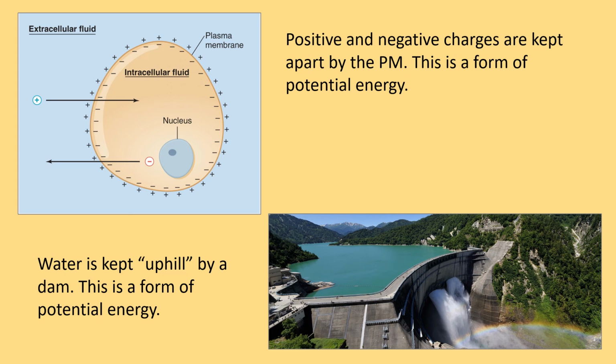And I hope you remember that negative charges attract positive charges. So negative and positive want to move toward each other, but they are being separated. They are being held apart by the plasma membrane. The plasma membrane only allows charged particles to pass through transmembrane proteins.